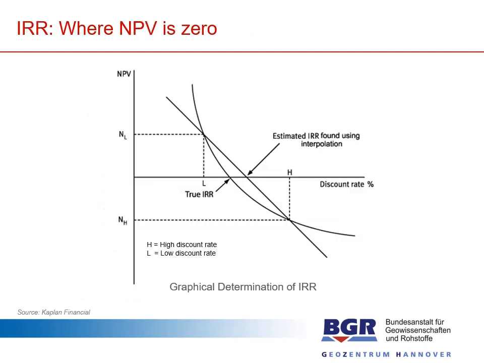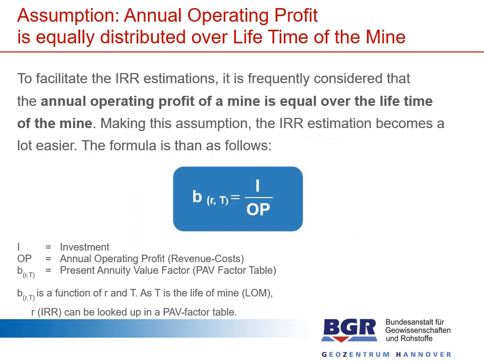So the internal rate of return is when the net present value is zero. You will come to this point when you are modifying the discount rate. But as the development of the net present value is not linear when taking different discount rates, you cannot use an interpolation between a low discount rate and a high discount rate. You really have to do an estimation using the formula and not a graphical determination.